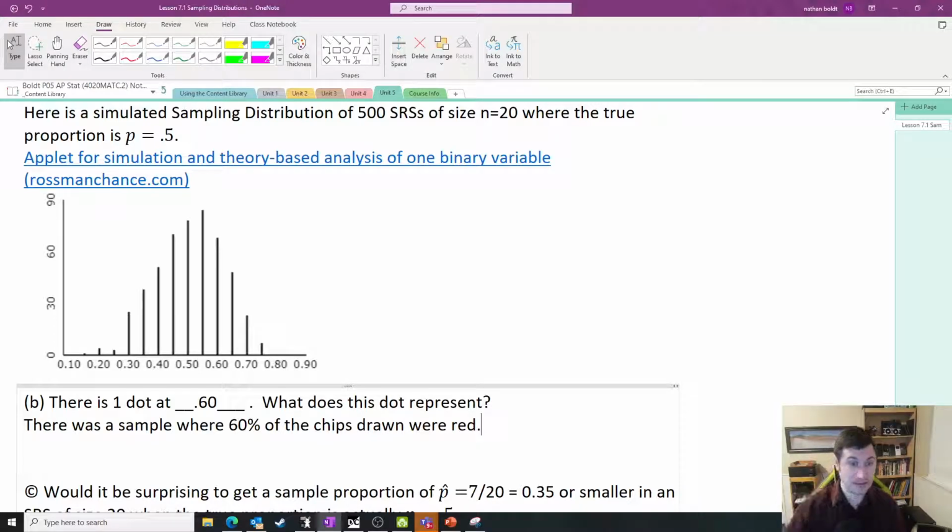So there was a sample. There were lots of samples, it looks like, where the proportion was 60% red. There was a sample of 20 chips, I guess. Poker chips. Context, context, context, Bolt. No. You are out of practice.